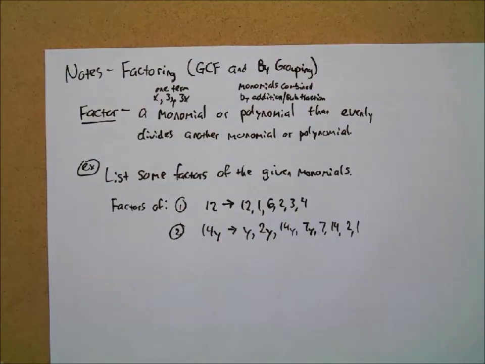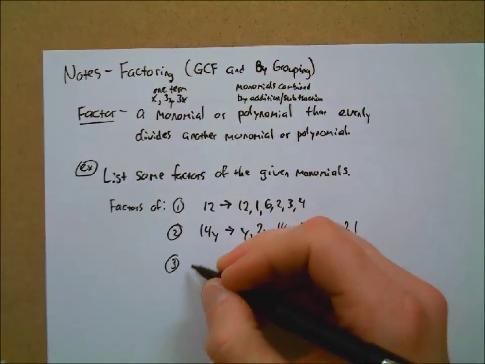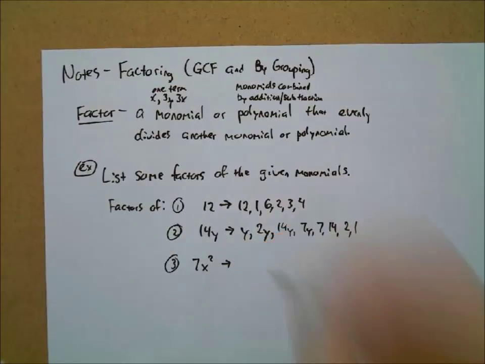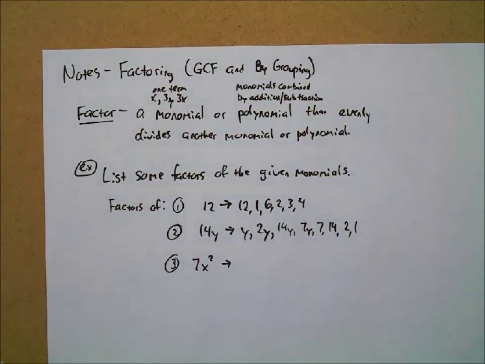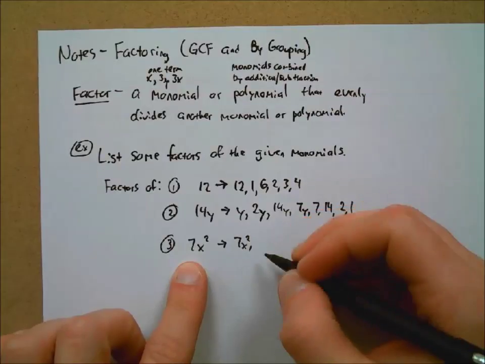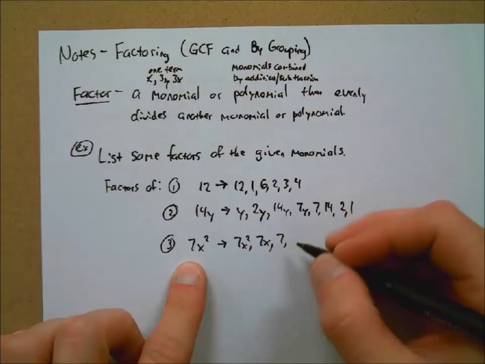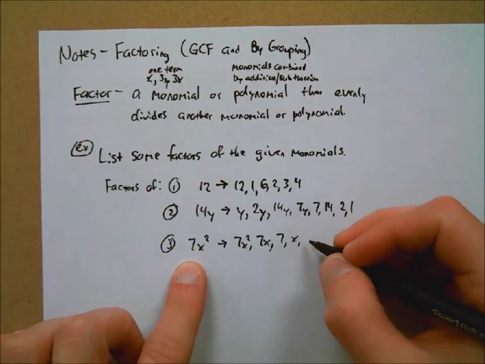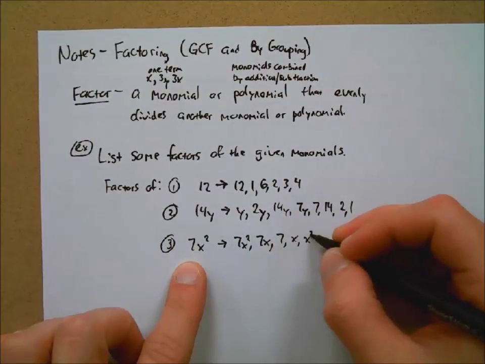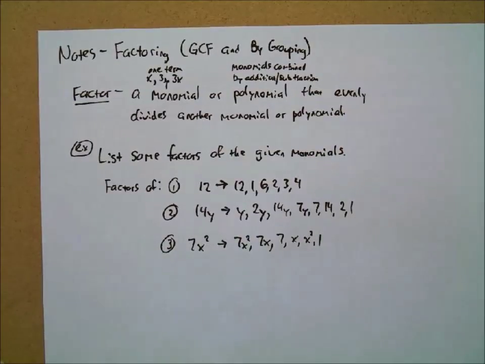Okay. Last one here. How about 7x squared? Again, it's a monomial, right? It's a product of numbers and variables there. 7x squared. That is one monomial there. Okay. What divides 7x squared evenly? 7x squared. 7x. 7. x. x squared. 1, right? Everything divides evenly by 1. Okay, good. Very good.